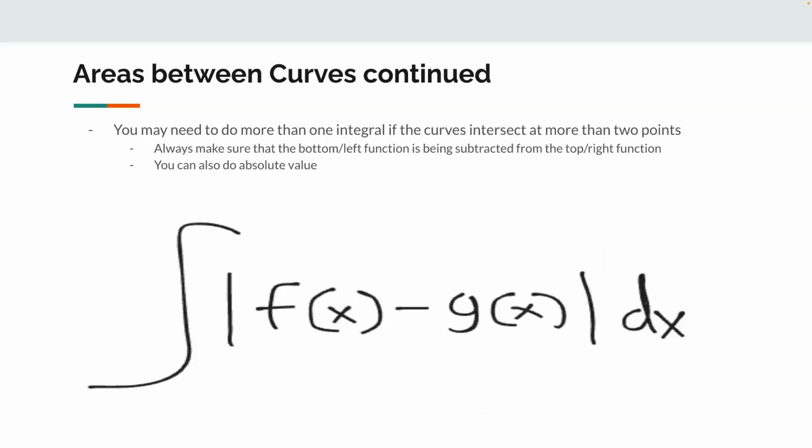Continuing on areas between curves, you may need to do more than one integral if the curves intersect at more than 2 points. Always make sure that the bottom or left function is being subtracted from the top or the right function. For example, if at one point f is higher than g, but at another point g is higher than f, you'll have to do multiple integrals to get the sign right. Or you can just use the absolute value and your calculator. Absolute value will always give the one on top minus the bottom. It'll give that net value.